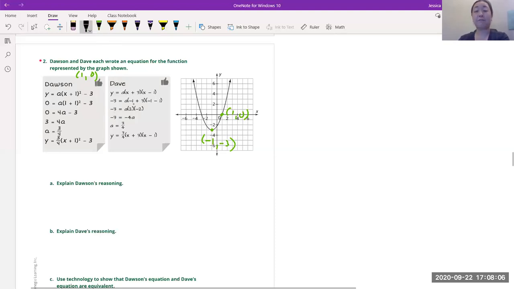Okay, so now let's take a look at Dave. So it looks like he's using factored form. So he has x. Remember the factored form talks about the roots, and we know the roots are here at, one of them is at -3, the other one is here at 1, right?